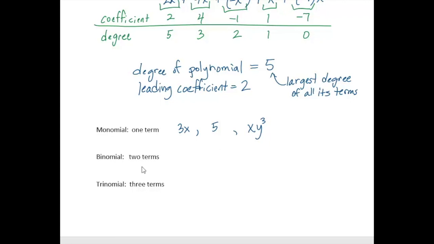A binomial has two terms. For example, 15x minus 7, or x squared minus y squared. Each of these has two terms. And a trinomial has three terms. Here's an example of a trinomial with three terms. You do need to make sure that your polynomial is simplified before you can classify it as a monomial or a binomial or a trinomial.